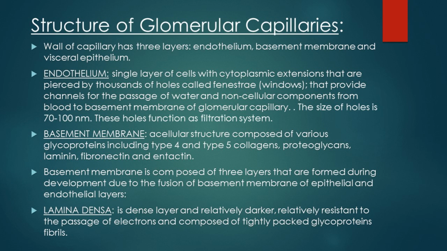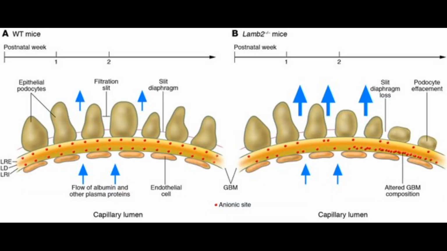Next to this endothelium comes the basement membrane, and this basement membrane is made up of most importantly type 4 and type 5 collagen proteins, proteoglycans, laminin, fibronectin, and entactin. The basement membrane further contains three layers: lamina densa, lamina rara interna, and lamina rara externa. Lamina rara interna and lamina rara externa sandwich the lamina densa. It means that lamina densa is sandwiched between lamina rara interna and lamina rara externa.